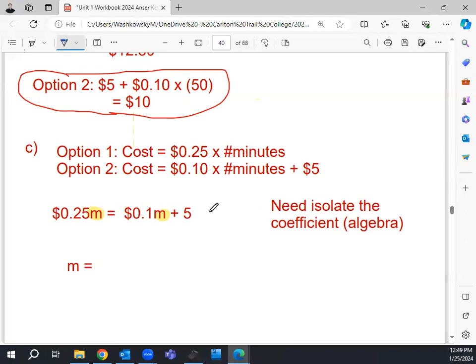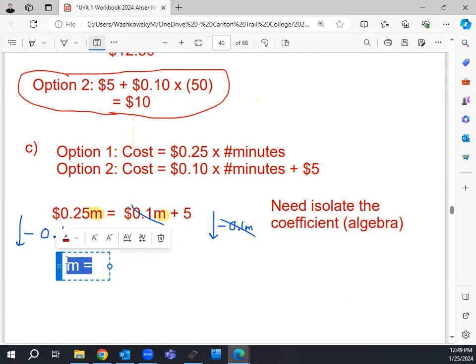So just like before, I'm going to do the opposite of something, right? Right now, $0.1 a minute is being added on to 5. So I'm going to do the opposite, which is taking it away to both sides. So what happens here? Well, these ones get canceled out. And so now what I'm going to be left with is 0.25 m's, take away 0.1 m's, I'm going to have 0.15 m's.